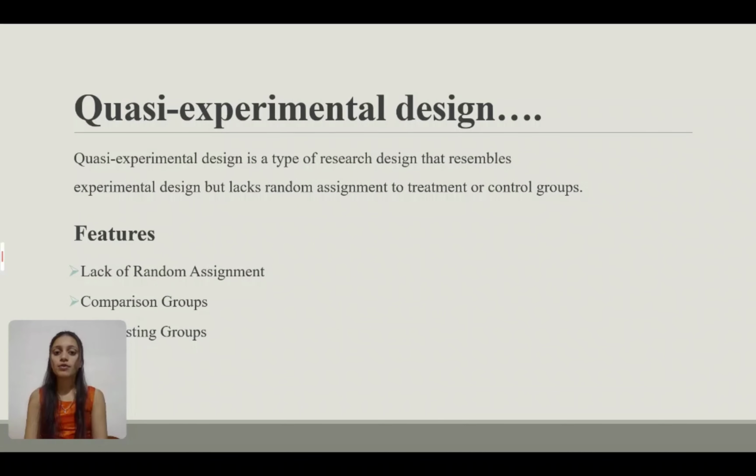Some of the subtypes of quasi-experiment are non-equivalent control group designs, which involve comparing the group that receives the treatment with a similar group that does not, without random assignment. And one more type is interrupted time series design. It involves taking multiple measurements before and after an intervention, looking for significant change attributable to the innovation.